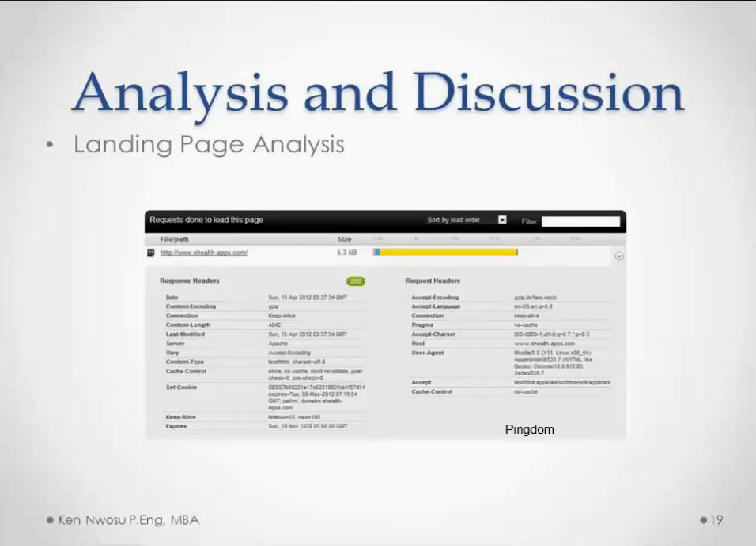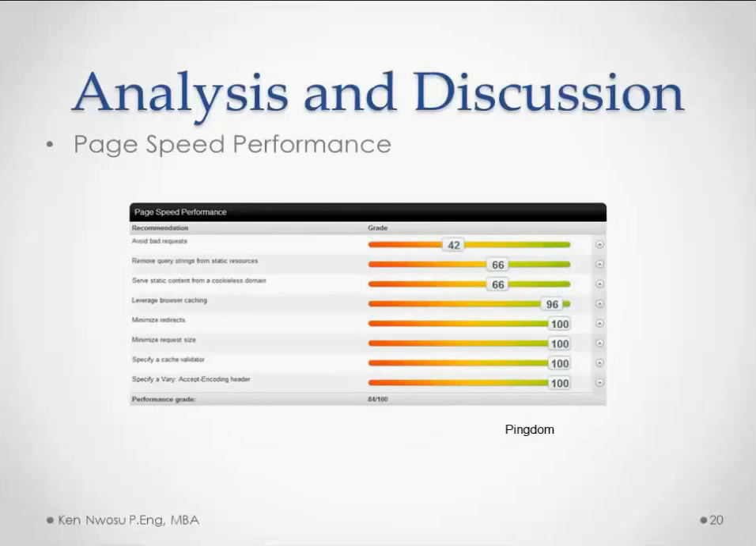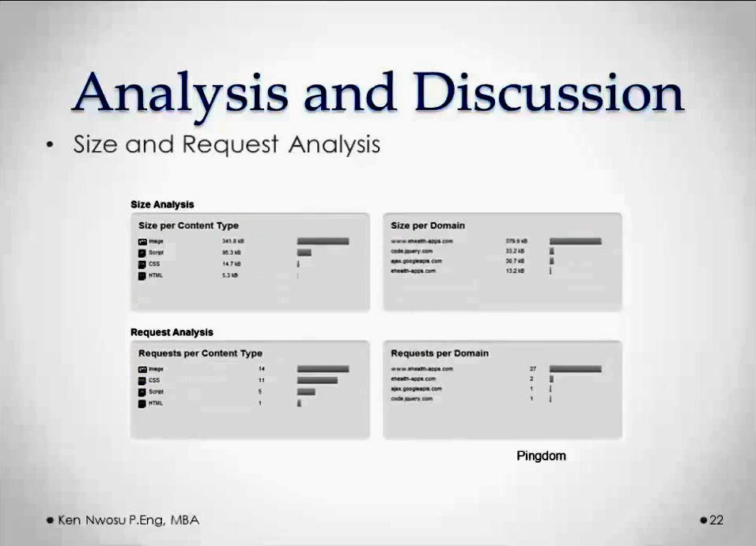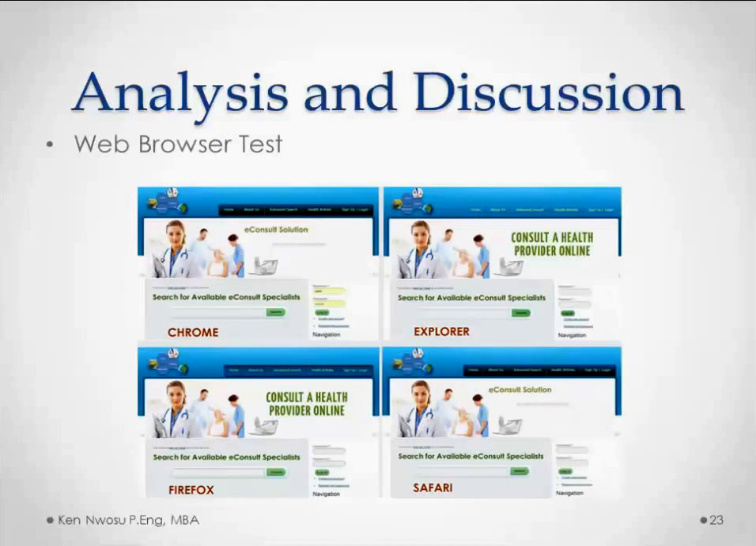Analysis and discussions. Requests done to load page. Pingdom was used to analyze the pages, and what you see are the results. As shown, the file size of the index page is 5.3 kilobytes. Page speed performance. The lowest score was on avoid bad requests. These were actually found to be from deleted and renamed image files used in the course of the development. Server response codes and load time analysis did not show any critical issues. Size analysis and request analysis were also normal.